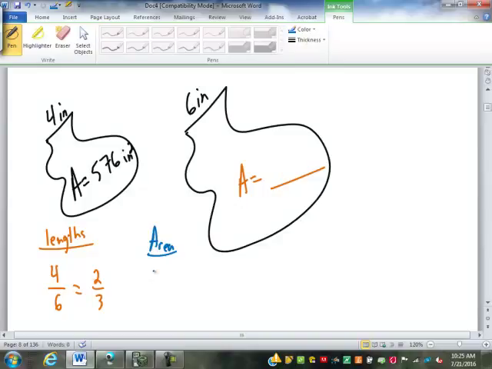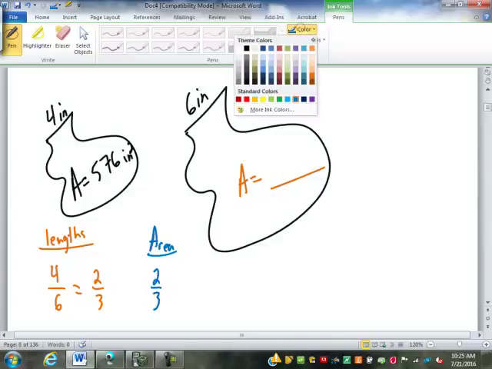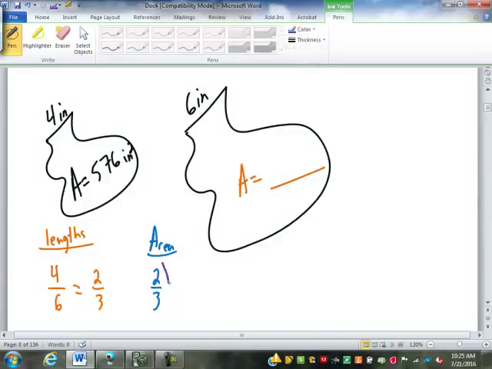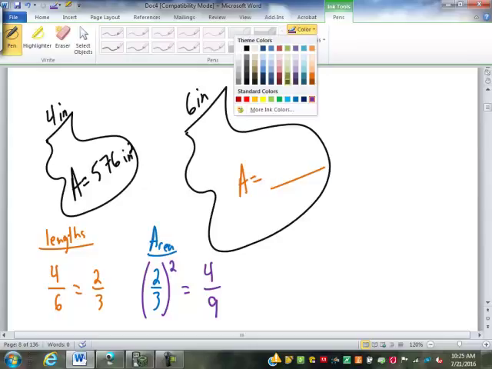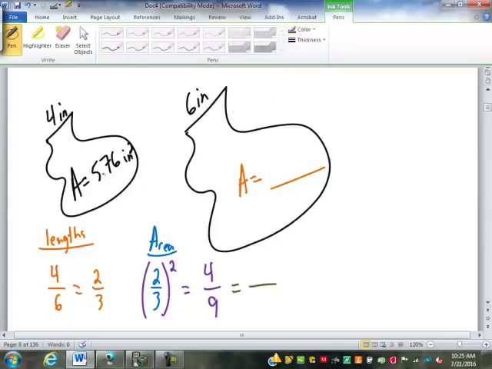For my ratio of areas, I'm going to take that 2/3 and do what to it? Square it. Yep, I'm going to square it. So what's 2 squared? 4. What's 3 squared? 9. So my ratio of areas has to be 4 to 9. Now I have the 576. Does that go on top or bottom? It's from the smaller one, so it goes on top of the smaller one.